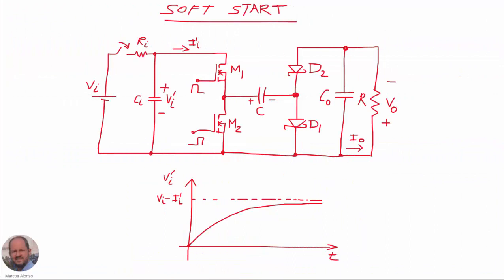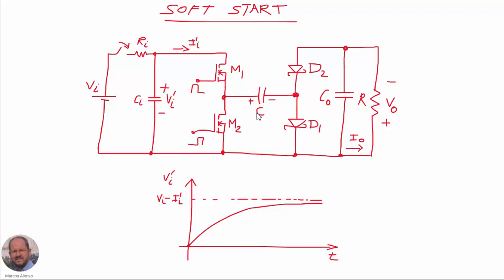A very simple circuit to implement a soft start for switch capacitor converters is to use an RC network at the input, as we see here with this series resistance and this parallel capacitor at the input. We can get an input voltage that increases slowly in time, following an exponential evolution until the final value. In this way we are not applying the full input voltage across the switch capacitor, so the currents are going to be much lower.